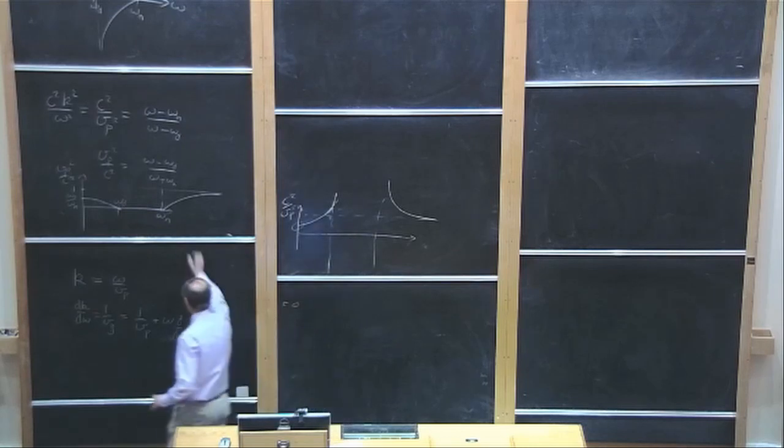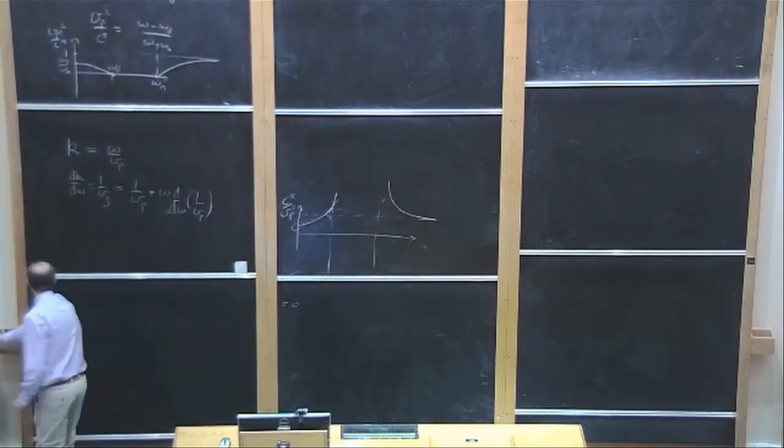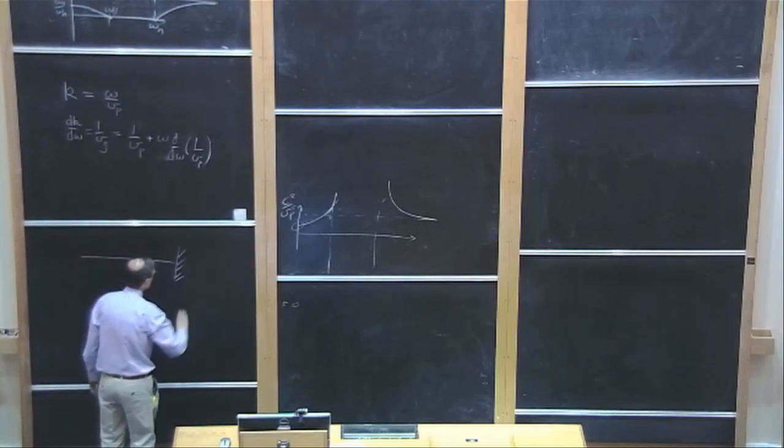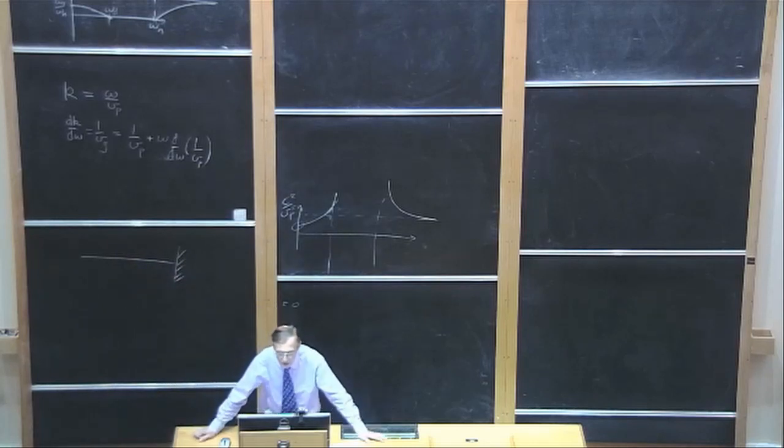So we have a string terminated by a wall, and so it's fixed, x equals 0, and we're putting in a triangle. They've helpfully told us it's a triangle. It's a triangle between minus 2b and minus 2b.